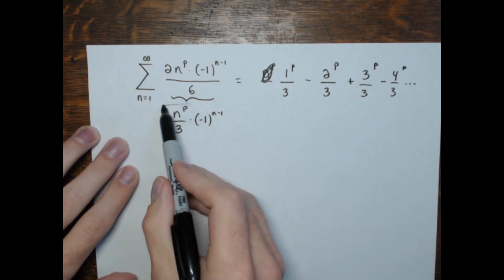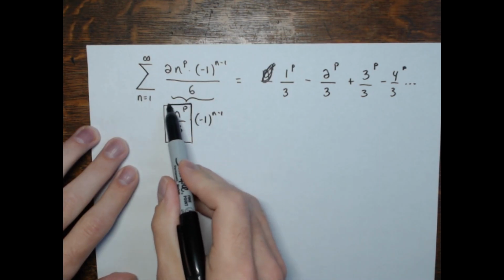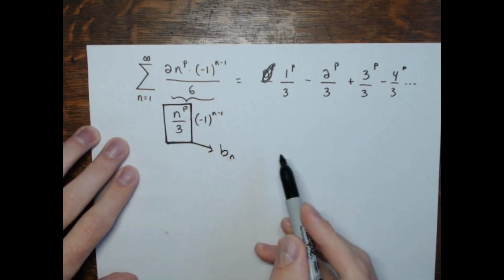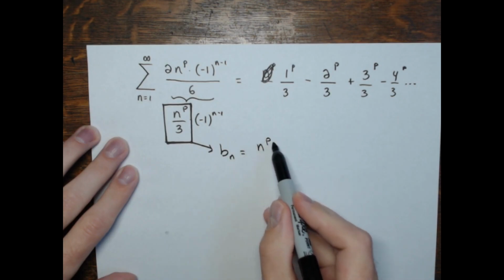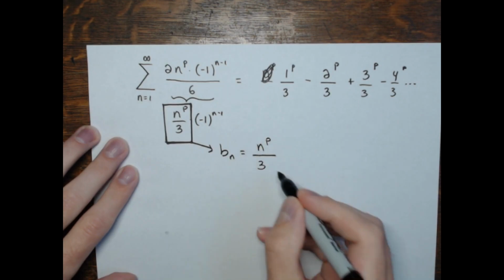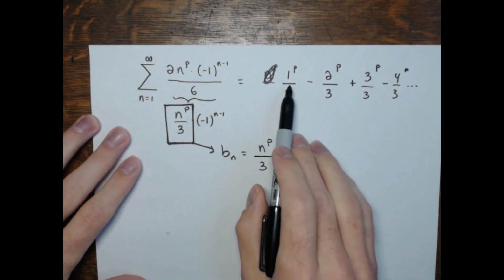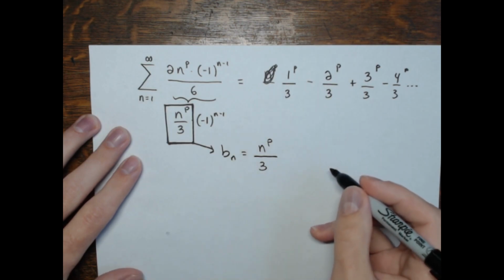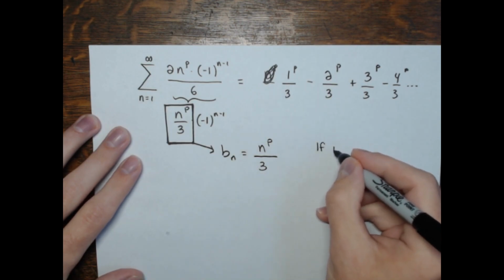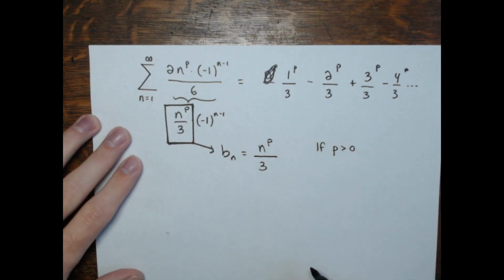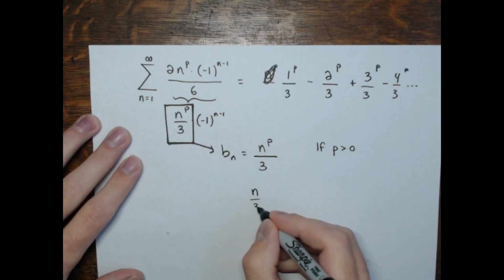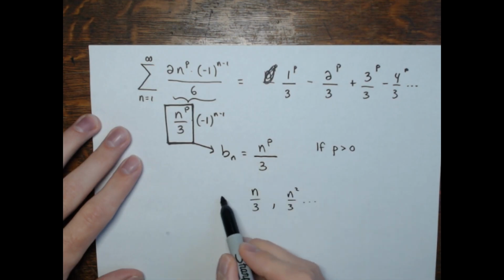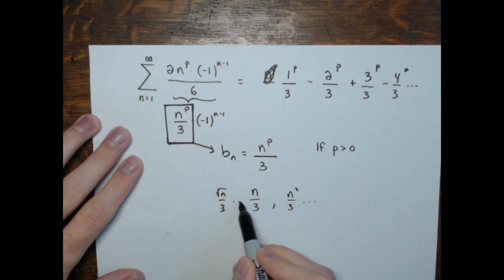So the b sub n's here. That's the b sub n's, right? This n to the p over 3. Now, maybe looking at some of these terms here, 1 to the p, 2 to the p. If p is positive, if you just had n over 3 or n squared over 3 or whatever, n to the half over 3, square root of n over 3, whatever.